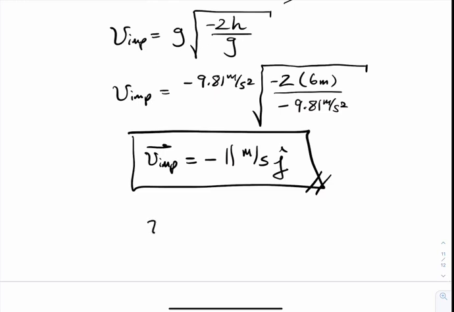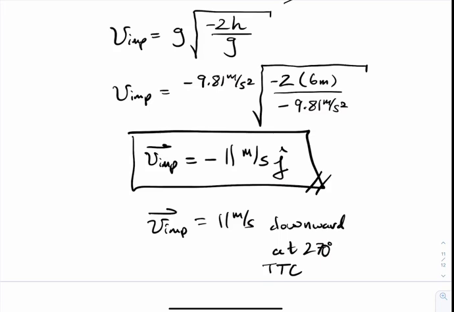You could also answer this: V impact equals 11 meters per second downward. That would be fine. You could say at 270 degrees. You could say toward the center of the Earth. As long as you give magnitude and direction, right? So that's it.